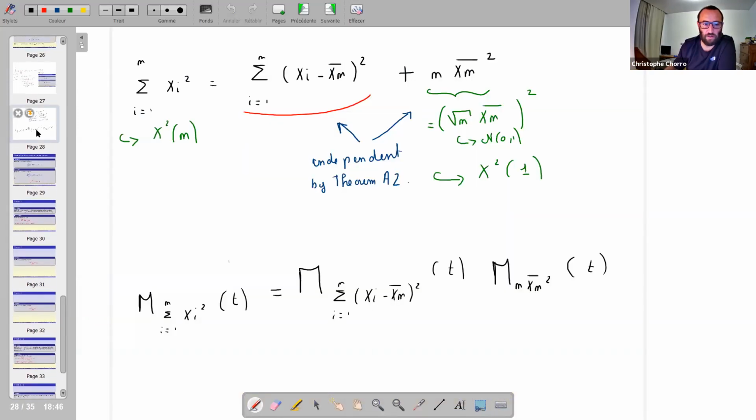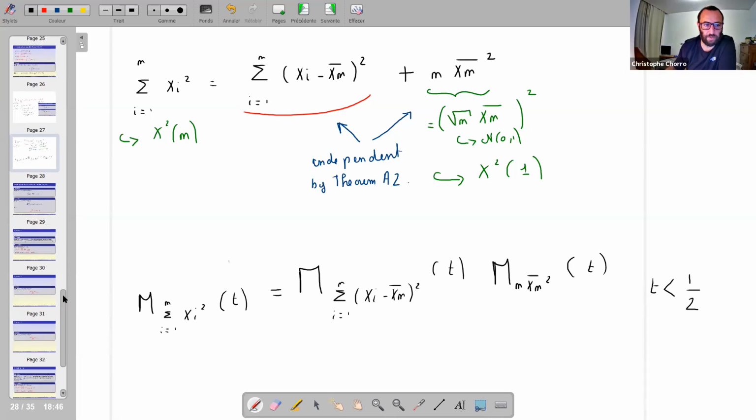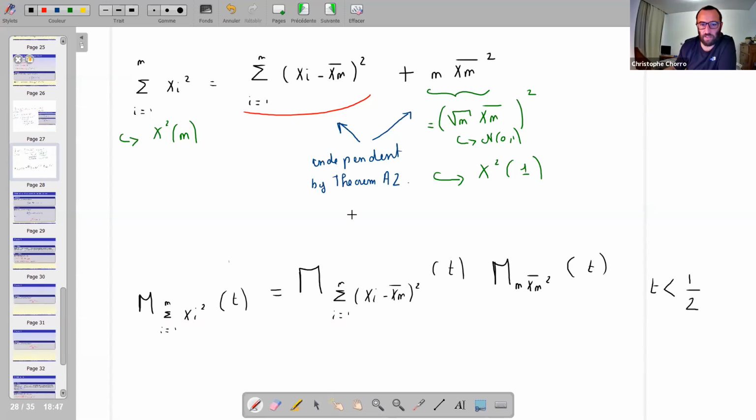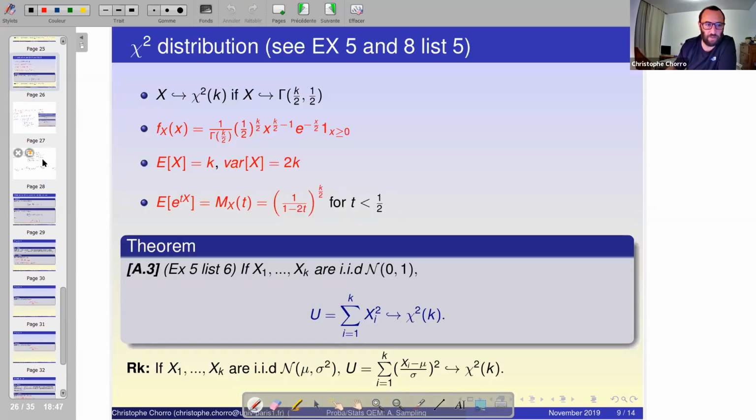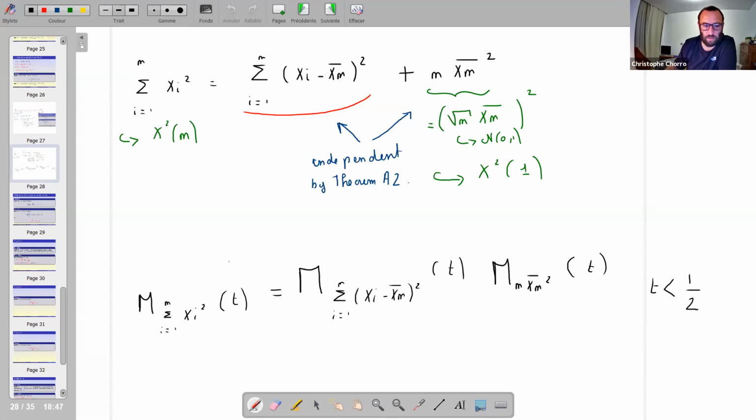So my t has to be taken strictly less than 1/2 here. It's exactly, I repeat, what I have in this slide here. My t has to be strictly less than 1/2. And I obtain for this one here 1 over 1 minus 2t to the power n minus 1. This one is a chi-square of parameter 1, so I have 1 over 1 minus 2t.